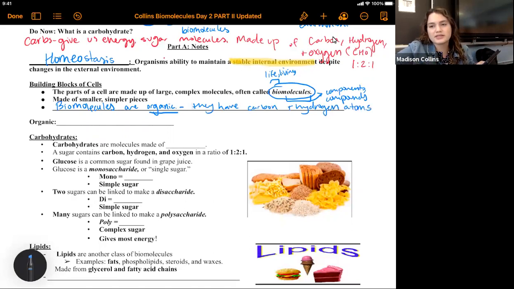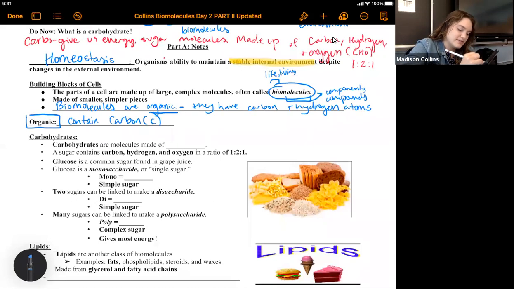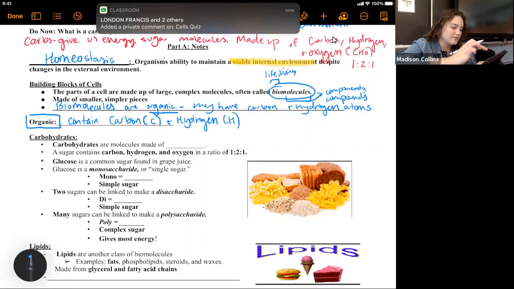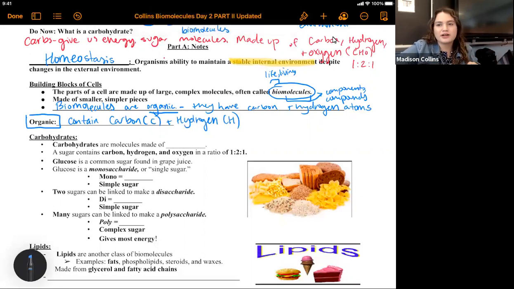So if you are typing this in Google Docs, feel free to erase the line that I have provided for you. Just delete it and type in your answers. All right, so when we say the word organic, what do we mean? It just means that they contain carbon, which we abbreviate C, and hydrogen, which we abbreviate H. All right, the first building block of life that we're going to talk about is carbohydrates, which we talked about briefly yesterday, but we do need to dive a little bit more in detail.